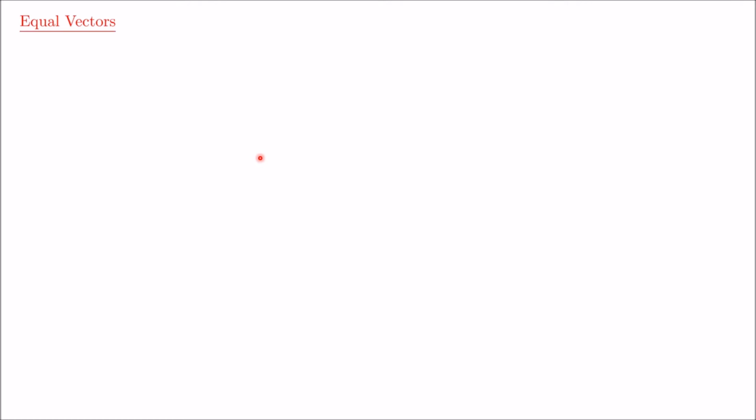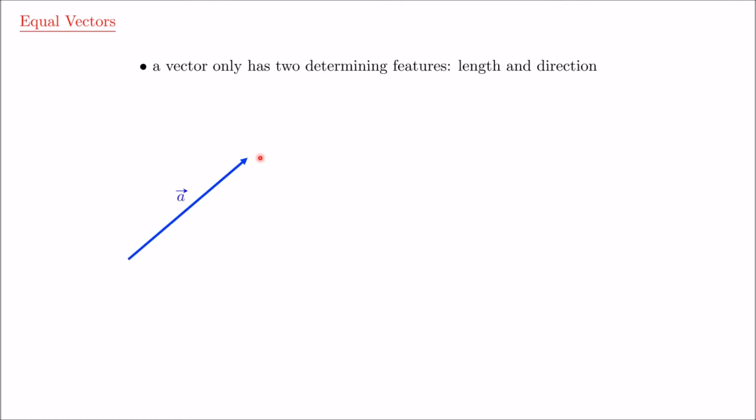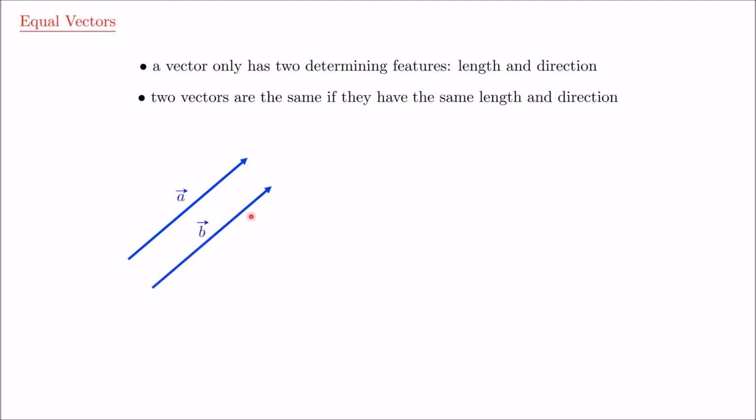Next, let's talk about when two vectors will be equal. So the thing about vectors is that a vector only has two determining features, its length and its direction. So what this means is that two vectors will be equal if they have the same length and direction. So if I got these two vectors here, vector A and vector B, you can see that these two things have the exact same length and they point in the same direction as well. So based on that, we can say that these two vectors are equal. That is, vector A is indeed equal to vector B.